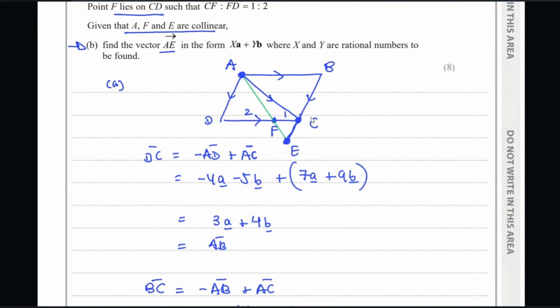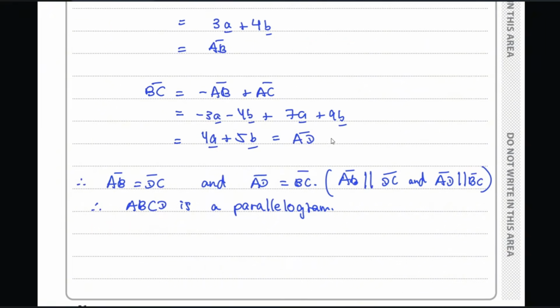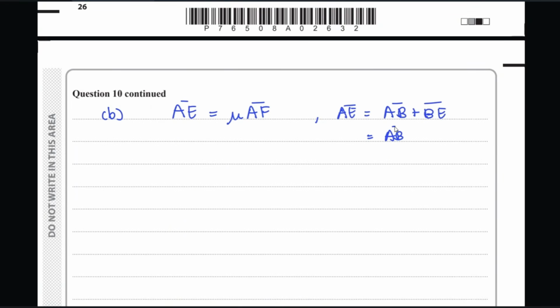So we can say BE is lambda times BC, because BC and BE are parallel. So AB plus BE is an extension of BC, so lambda times BC. So we have two different ways of finding the vector AE. Let's write down their expression. So vector AE is equal to mu times vector AF.